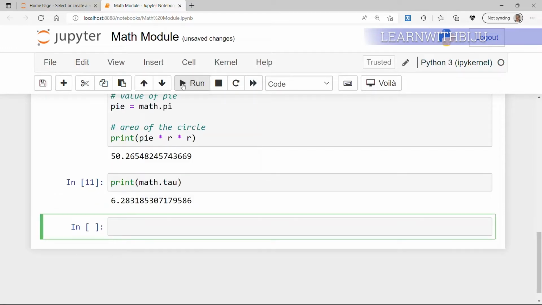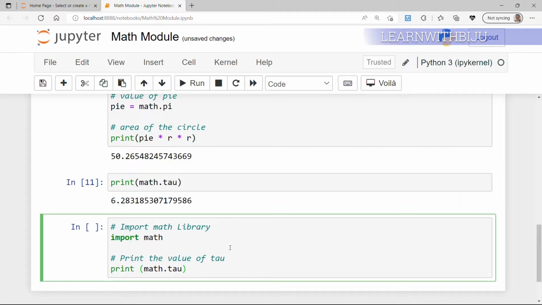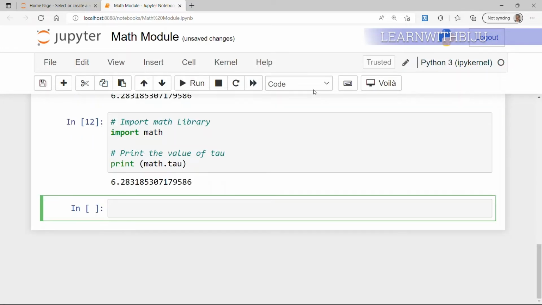So that's it. We have 6.28318530717956. So what is this tau? It is defined as the ratio of the circumference to the radius of a circle, and this is a constant value. Okay, let's see an example of tau. I am just including the math library and printing it, which we have already done.